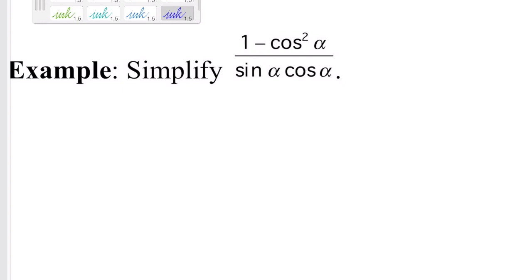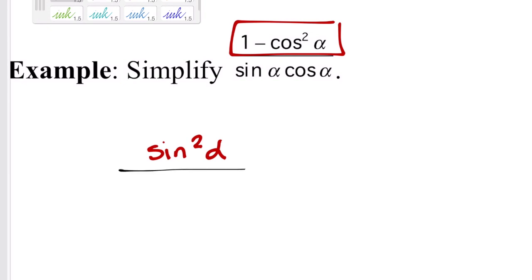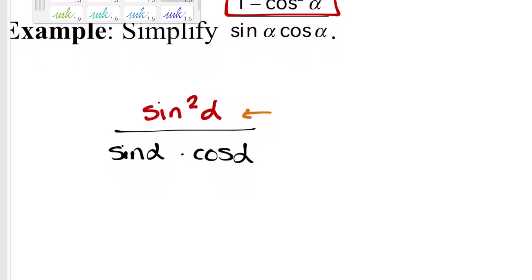All right, so next they want to simplify. So again, we're trying to break this down into just one trig function. Again, I see the 1 minus cosine squared, and I know that that's a Pythagorean identity, so I'm going to change that to my sine squared. This is going to be over sine times my cosine. And because I have that sine squared, I know that's the same as just sine times sine, which means that I can cancel it out with the sine that's on the bottom.